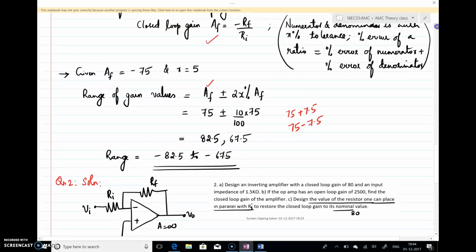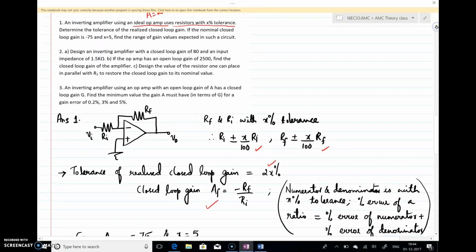Similarly, you can try question number 3. An inverting amplifier using an op-amp with open loop gain of A has a closed loop gain of G. Find the minimum value the gain A must have for a gain error of 0.2%, 0.3%, 2%, 3% and 5%.